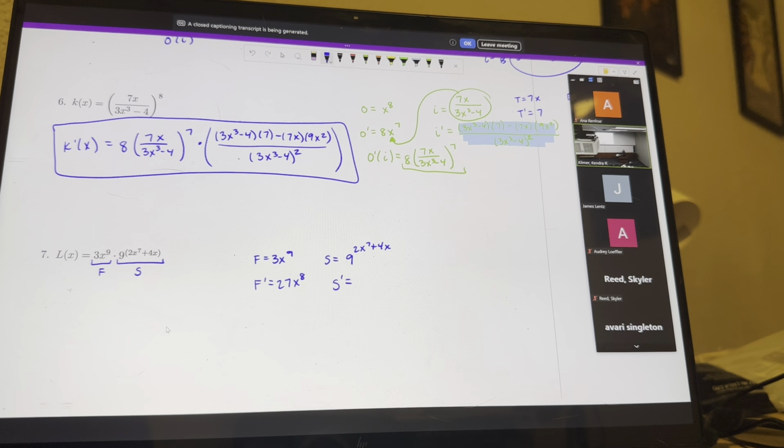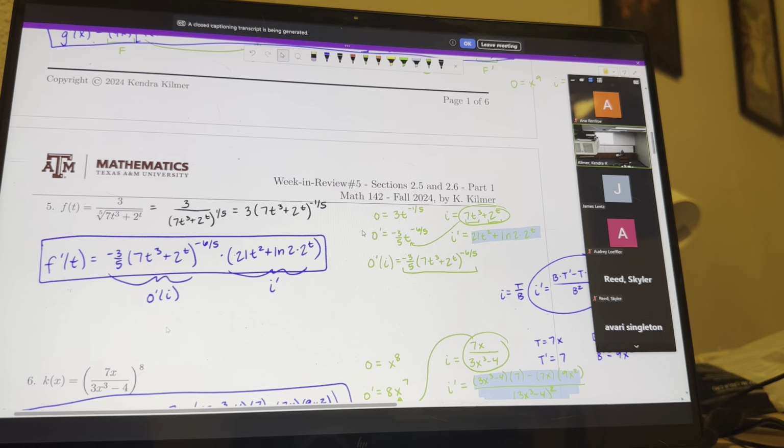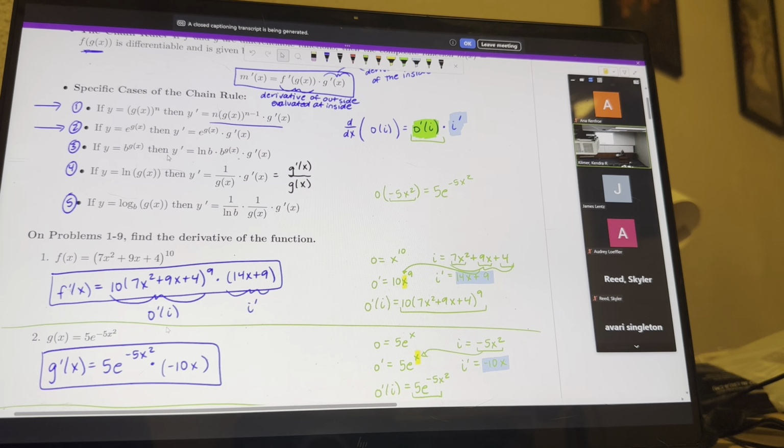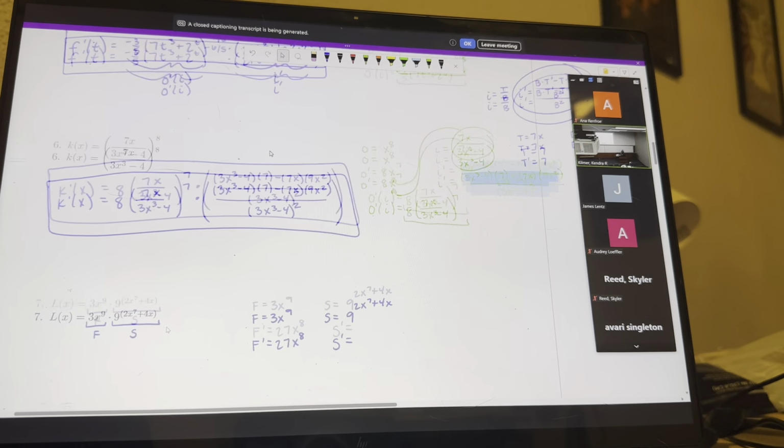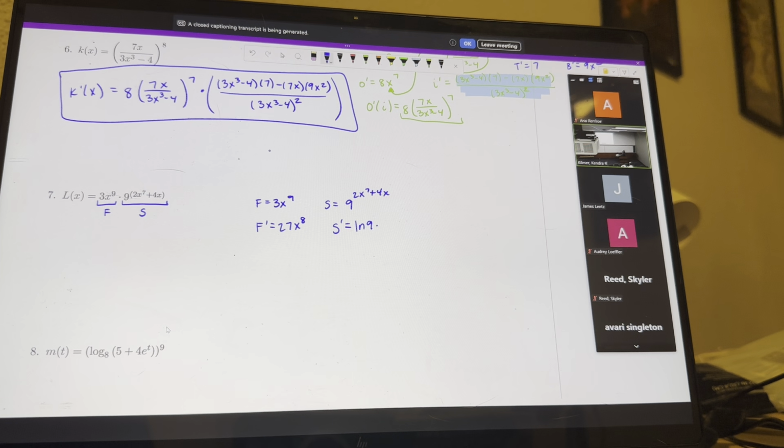Chain rule, right? So last week we learned how to find the derivative of 9 to the x. We now have 9 to a function of x. I could go through and identify my outer and my inner, but I'm not going to take the time to do that. Just realize I'm in case 3 of the chain rule, so it's going to be the natural log of b times b to the g of x times g prime of x. So this is going to be the natural log of 9 times 9 to the 2x to the 7th plus 4x times the derivative of the inner function, which is, the inner function is 2x to the 7th plus 4x. So the derivative would be 14x to the 6th plus 4.